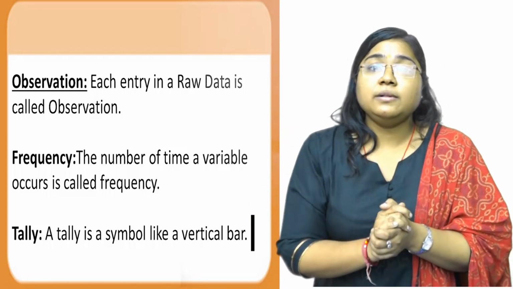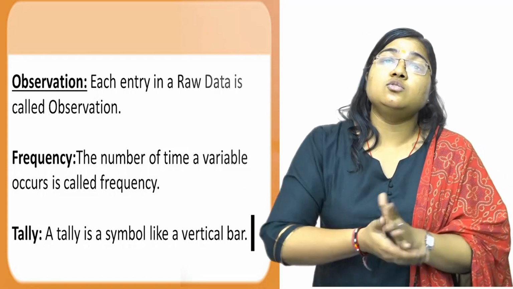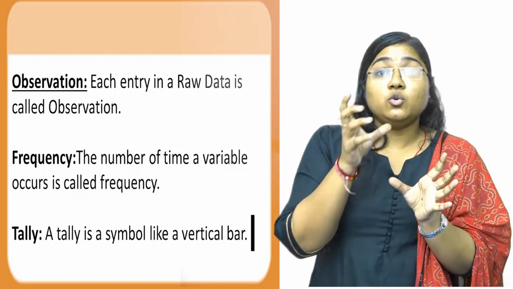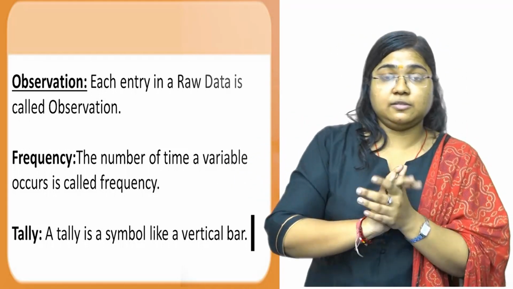We can take one more example. Suppose there are students who like maths the most. Suppose there are 20 students in the class. So 20 will be the frequency of the students who like maths.